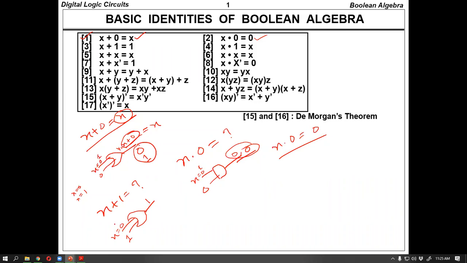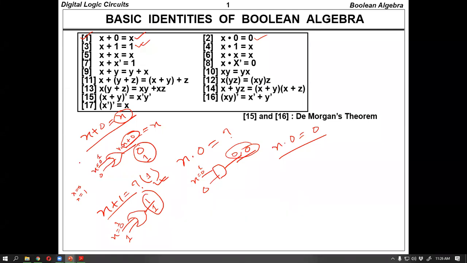Now x is equal to, suppose, 1. So 1, 1, output also 1. So all the time our output is 1. If x is equal to 0, output 1. X is equal to 1, output 1. Both times our output is 1. So this formula: x plus 1 is equal to 1. Okay. Clear? Yes, sir.